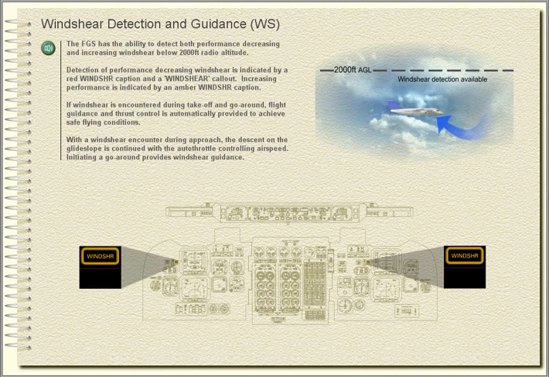If wind shear is encountered during takeoff and go-around, flight guidance and thrust control is automatically provided to achieve safe flying conditions. With a wind shear encounter during approach, the descent on the glide slope is continued with the autothrottle controlling airspeed. Initiating a go-around provides wind shear guidance.